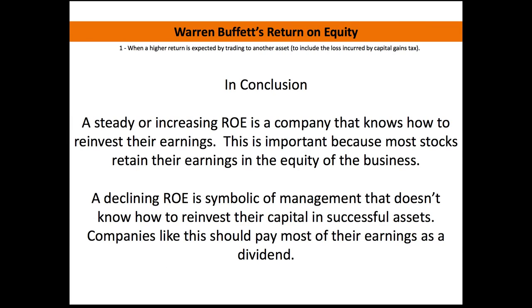So here's the takeaway. A steady or increasing ROE is a company that knows how to reinvest their earnings. This is important because most stocks retain their earnings in the equity of the business. Whenever you go out and buy a stock, they're going to pay you either through dividends or through retaining that money into the equity of the business. So whenever a company is retaining those earnings, but their return on equity is really small, that's not good for you, because your market price is going to be a reflection of that small change in the book value. So that's what you want to stay away from.